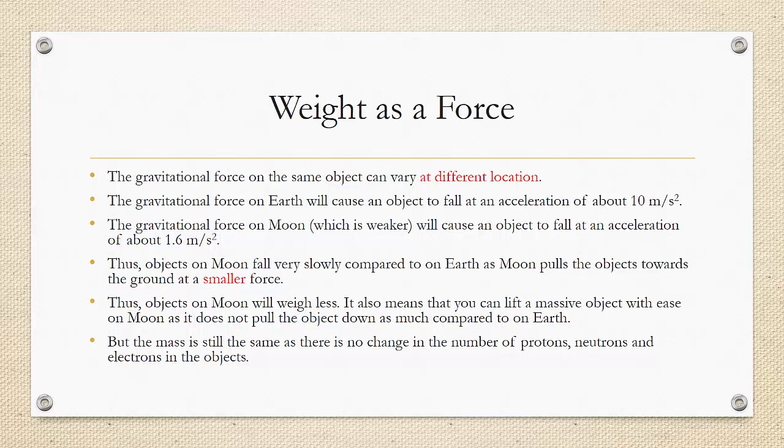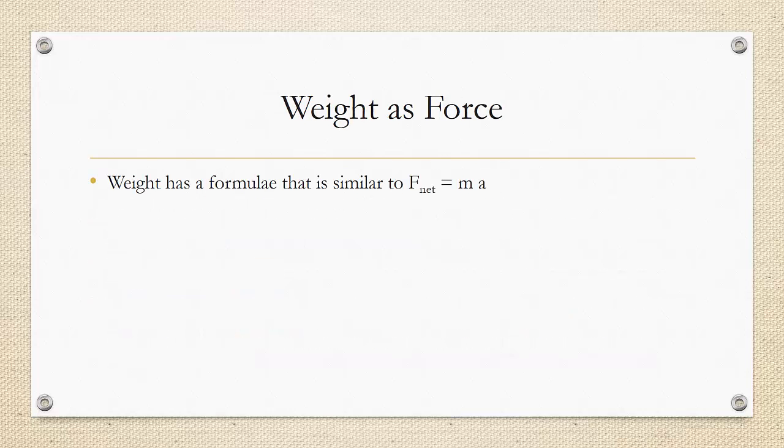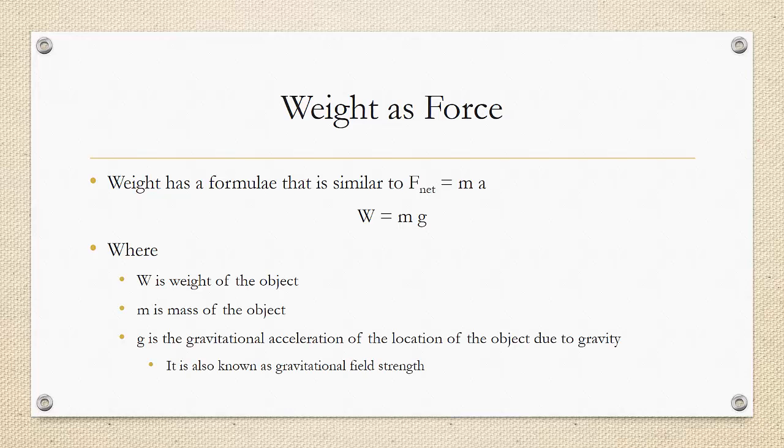But take note that whether on the Moon or Earth, for the same object, the mass is still the same, as there's no change in the amount of substance or the number of protons, neutrons, and electrons in the object. Weight has a formula that's similar to F net equals ma, which is W equals mg. Where W is the weight of the object, m is the mass of the object, and g is the gravitational acceleration at the location of the object due to gravity, also known as the gravitational field strength.